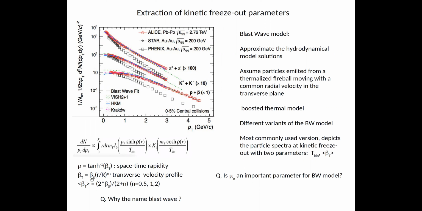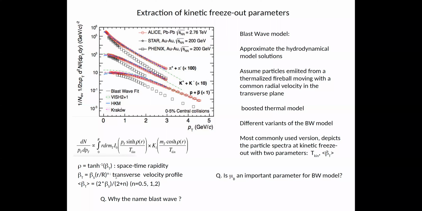It is modeled in such a way: beta s times small r by capital R, where capital R is the size of the fireball, to the power n. So this is basically a power dependence, and beta s is the surface velocity. You model it in such a way that your velocity is maximum at the surface and basically 0 at the center. So the surface expands more, and as you go more and more towards the center, you have a smaller velocity.